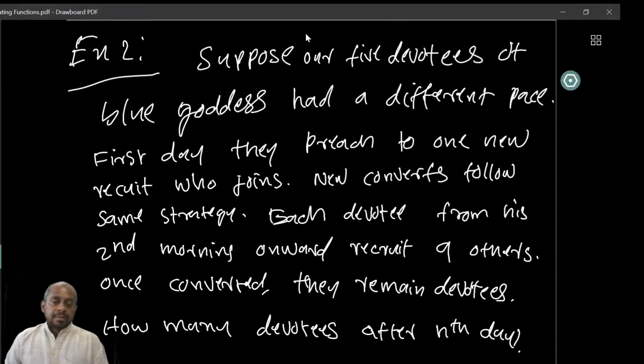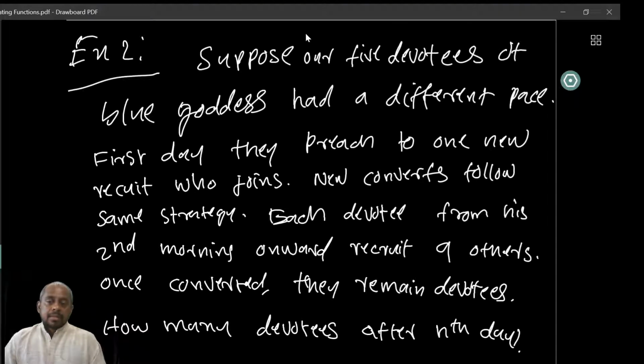So, if that is the assumption, how many devotees will be in the religion of Blue Goddess after the nth day? That is the question. So, as we saw in the previous case, we can try to come up with a recursion and then try to solve the recursion using generating functions.